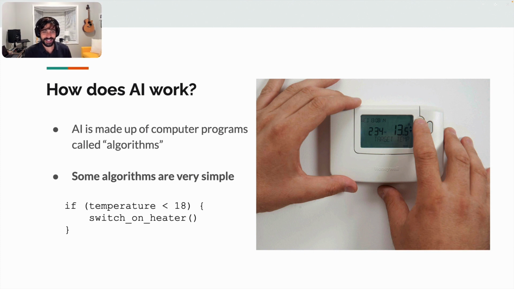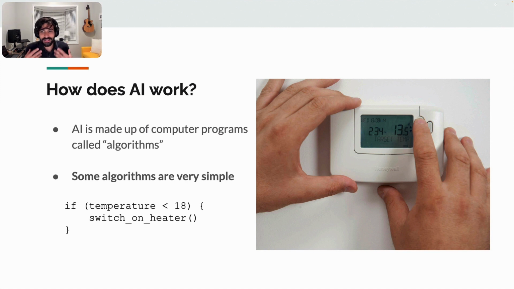There's some code here. It doesn't matter if you don't understand that. The concept is just that you look at what the temperature is right now, and then you look at what temperature you want, and you only switch on the heater while the temperature is lower than that. So if the temperature is less than 18 degrees, you will switch on the heater. If the temperature gets higher than 18 degrees, then you switch it off. That's an algorithm. Even though it's super simple, it's still an algorithm. That's the most basic that they get.